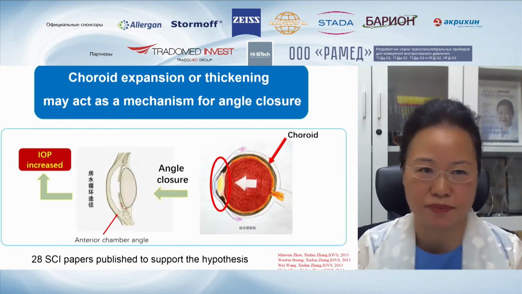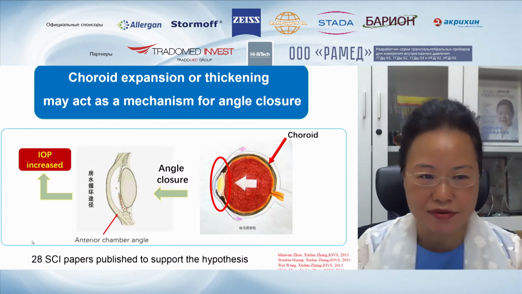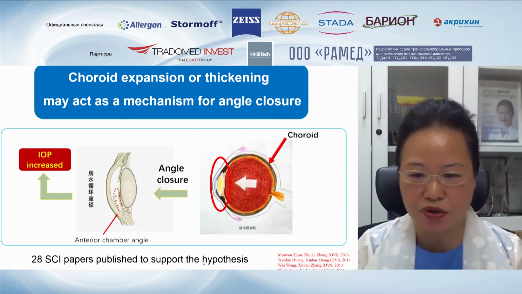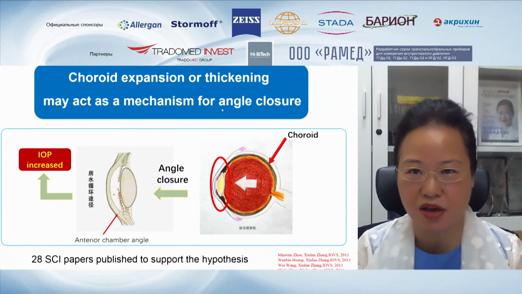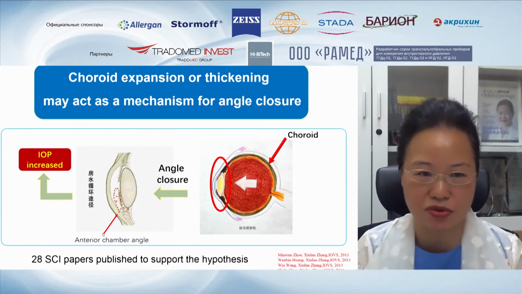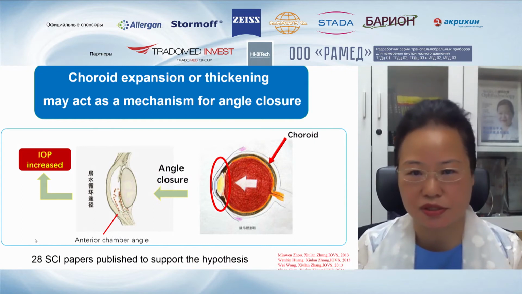Choroidal expansion and shallowing of the anterior chamber may be of relevance for the pathogenesis of angle closure. All of the above studies came up with 28 papers to support one hypothesis: that choroidal expansion or thickening may act as a mechanism for angle closure. And this schematic picture shows you the process like this.